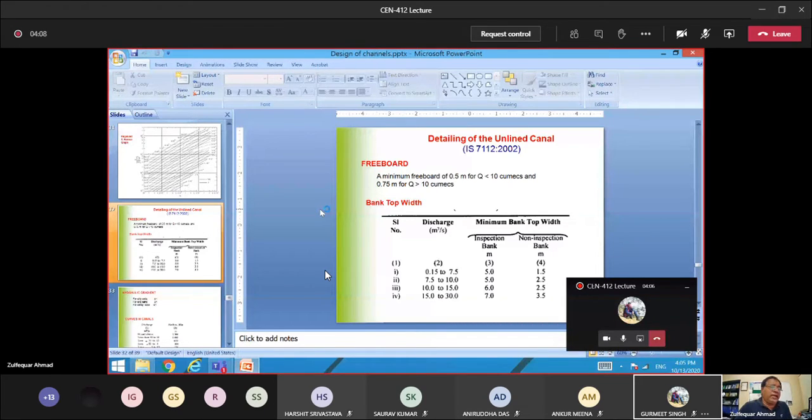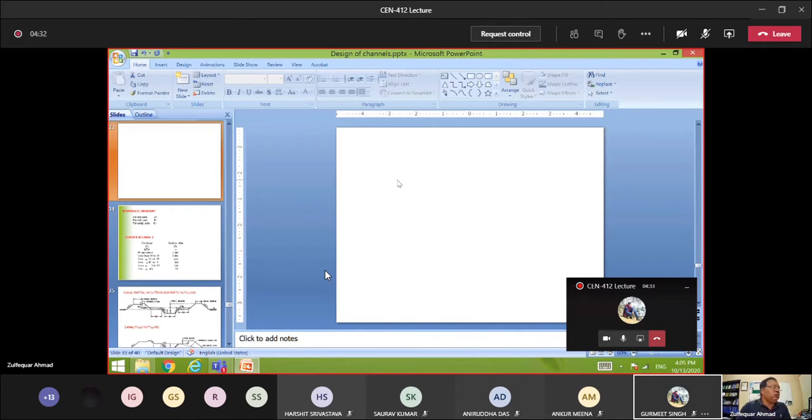And after that, we have to discuss a very important part, and that is the under drainage design of the lined canal. So we'll discuss that in detail, but let us go with the detailing of the unlined canals. Whatever we have discussed so far, we will be in a position to know the methods that we are using.